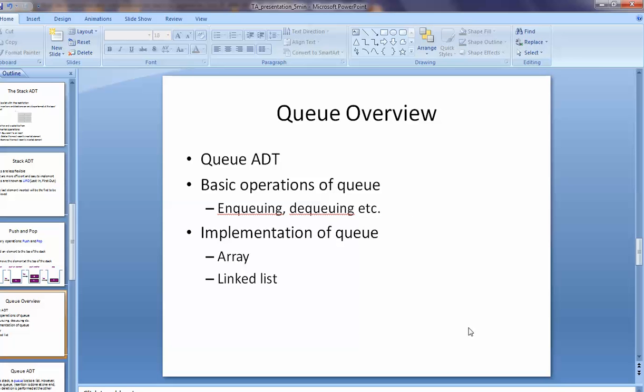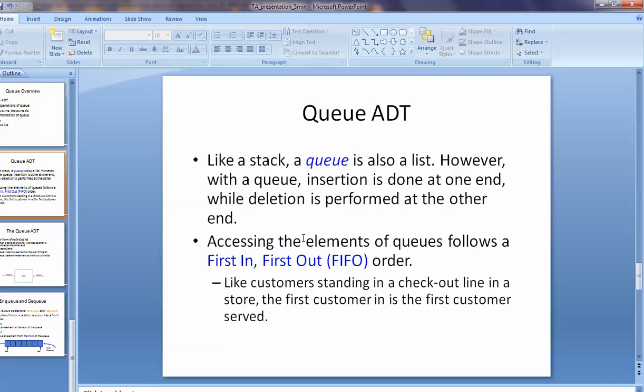Now let's try to understand queues. Queues are very similar to what we often find, let's say a queue of customers waiting in front of a ticket window to get a ticket. The basic operations performed on the queue data structure are enqueuing, which is very similar to inserting a data element, and dequeuing, which is what we call the pop function in the stack data structure, right? So the queue is also like a stack, it is also a list. However, in the queue, the insertion operation is done at one end, while deletion is performed at the other end.